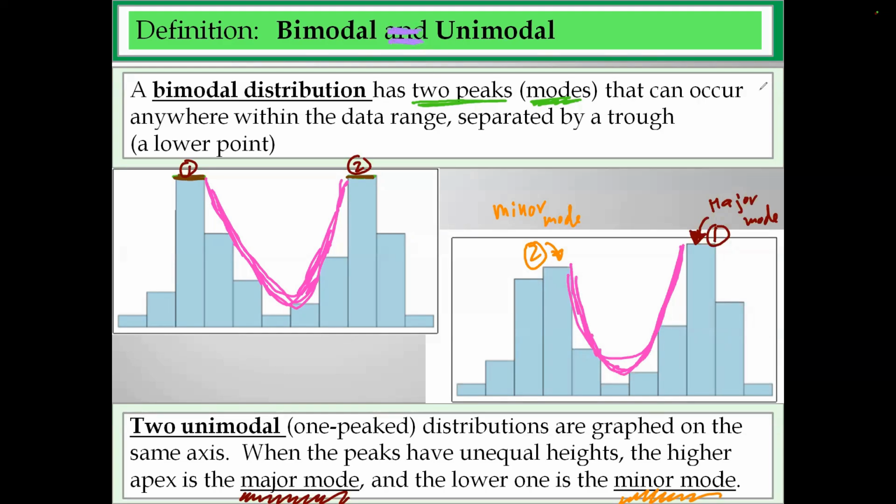It just becomes book dependent or definition dependent. However, here we are clearly stating that a bimodal distribution has two modes that are exactly the same value with a trough in between, where a unimodal has a major mode, meaning a single high peak, followed by a minor mode, meaning a secondary high peak that is close and is separated by a trough. And that's bimodal and unimodal.